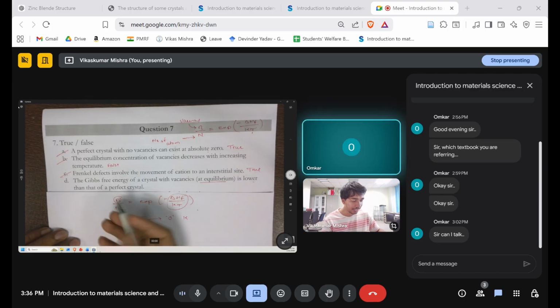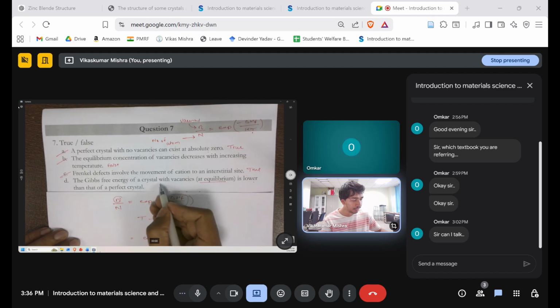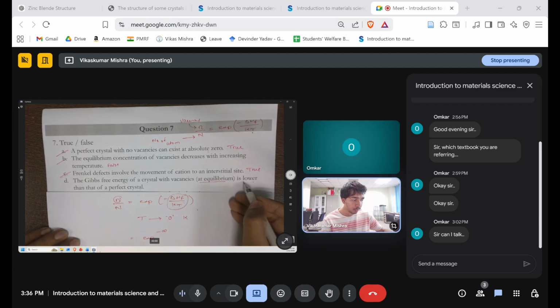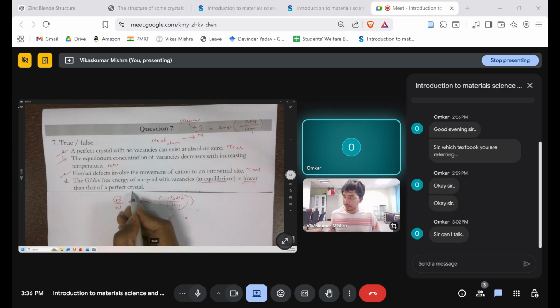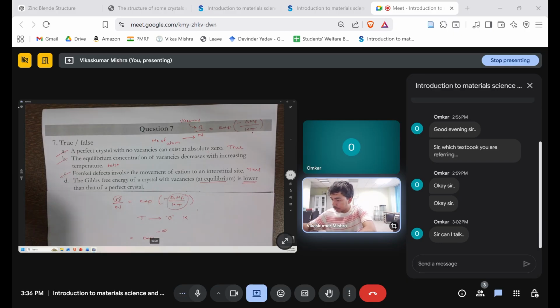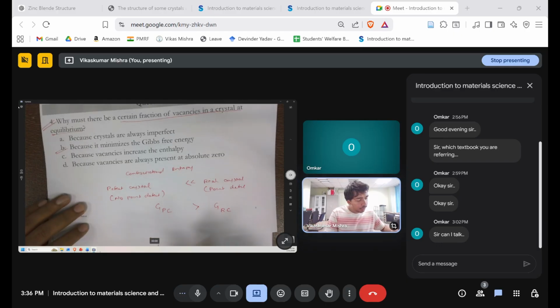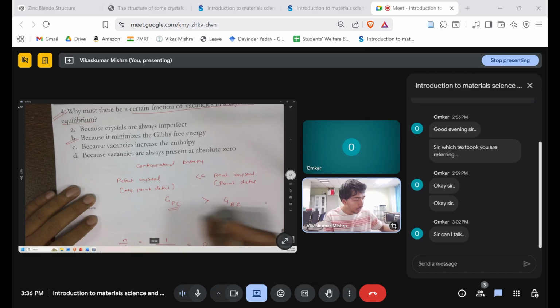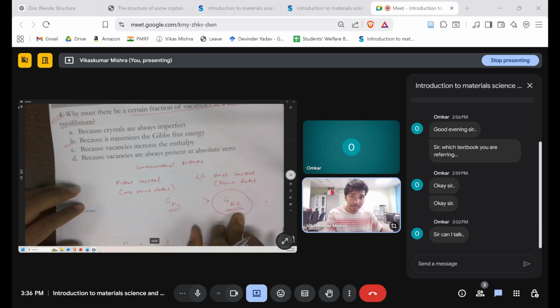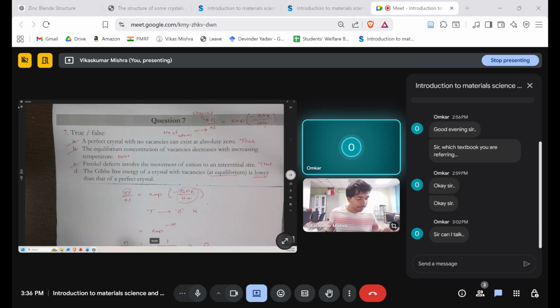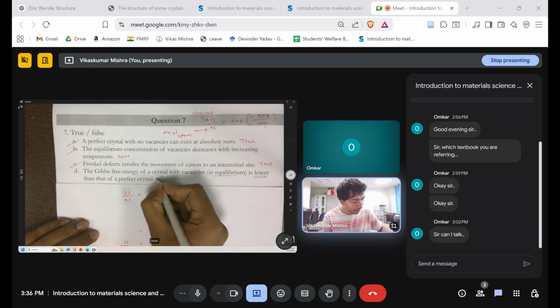True, right? The Gibbs free energy of the crystal with the vacancy at equilibrium is lower than that of the perfect crystal. I think we have discussed this. The Gibbs free energy of the perfect crystal is higher, and the Gibbs free energy of the real crystal, which has the defect vacancy, is lower. Yes, I remember now. So this is true.